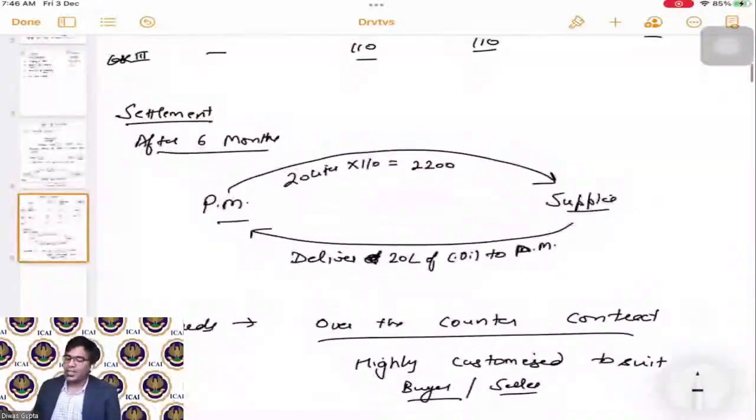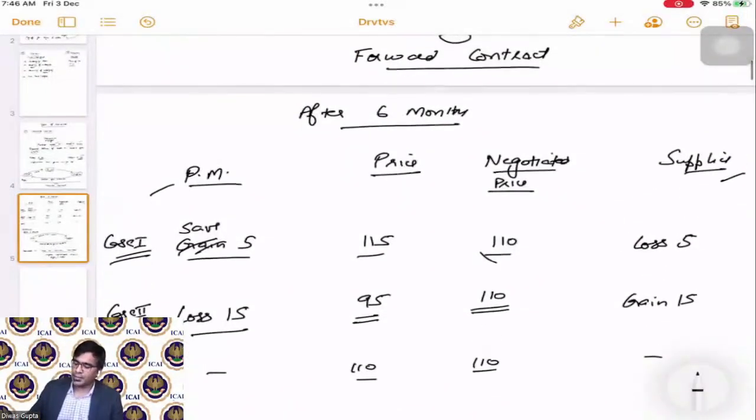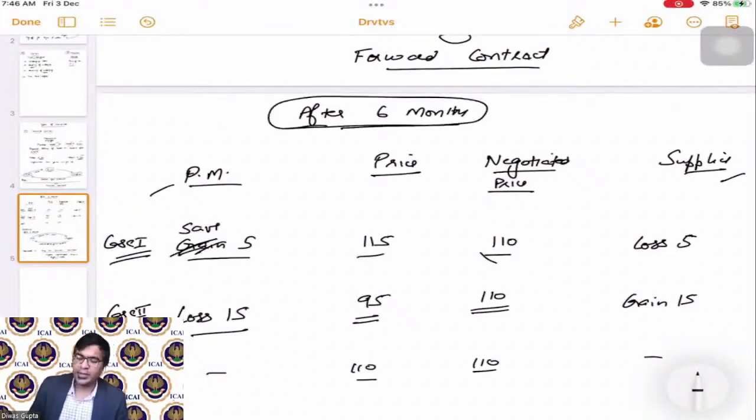So students, if you see here, how does the settlement happen? The settlement has happened that the procurement manager has paid to the supplier this 2200 rupees and the supplier has delivered 20 liters of oil. This is the settlement that has happened in a forwards contract, but this is how the settlement will happen in the futures contract. So after 6 months, the table that I've put here is nothing but the settlement of a futures contract.